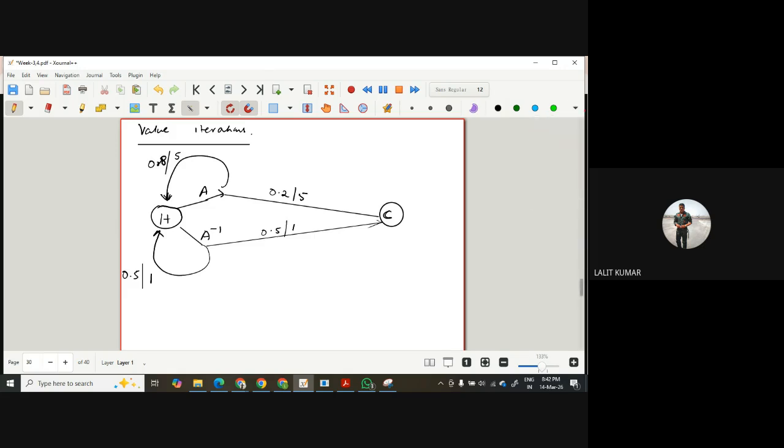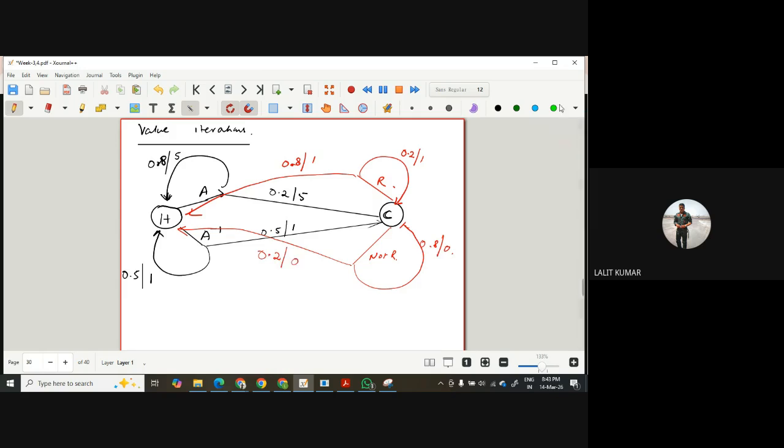Now for cold, I can take two actions. Again, research. If I do research, I come back to cold with 0.2, reward 1, or I go back to hot with 0.8, for example, and reward 1. The second is not research. So I come back to cold with a probability of 0.8, reward 0. I go back to hot with 0.2, and the reward is 0.